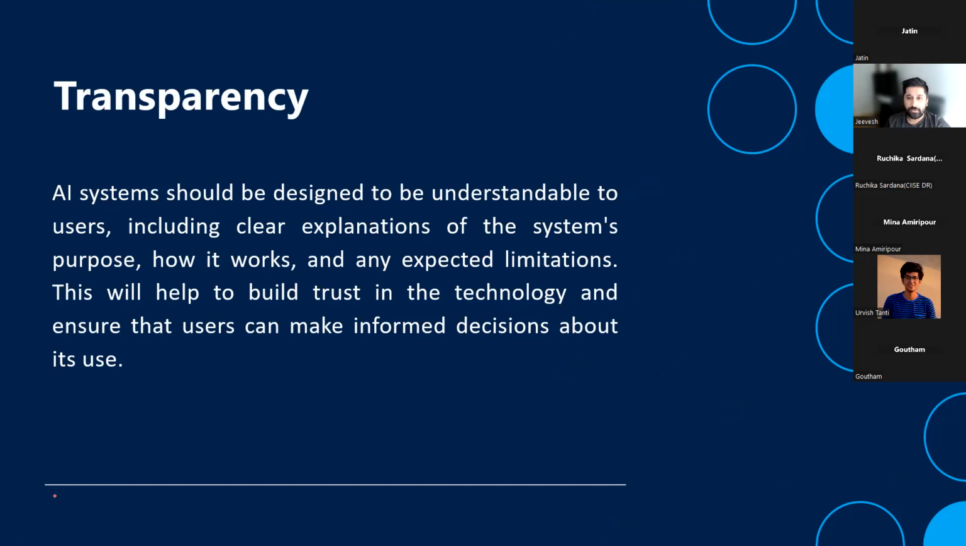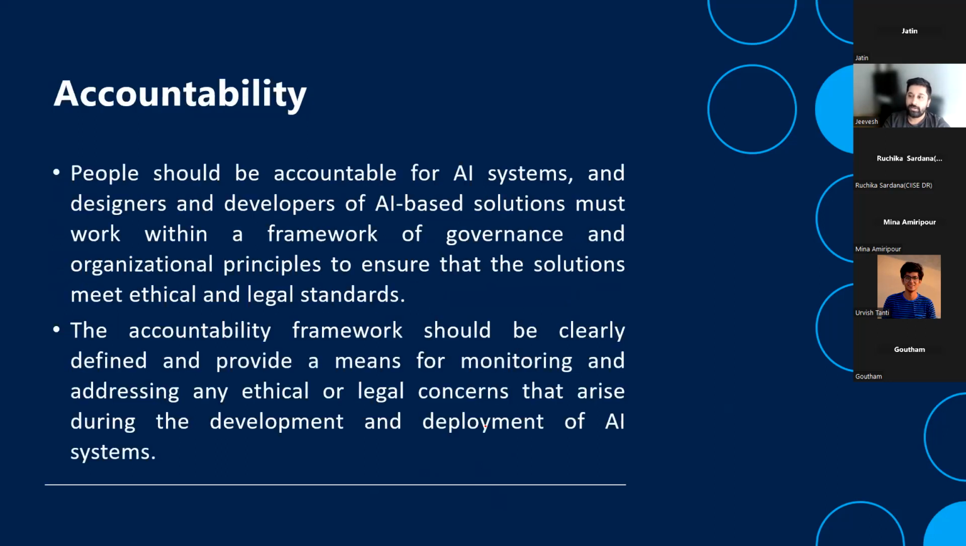Transparency, already talked about this. I'll briefly talk it out again. So AI systems should be designed to be understandable to users, including clear explanations of the system's purpose, how it works, and any expected limitations it might have. This will help to build trust in the technology and ensure that the users can make informed decisions about its use. So basically, tell the people technology is new. You do not want someone to feel, you know, cheated after using a product. So let them know what the product is. Let them make the decision on if they want to use it or not.